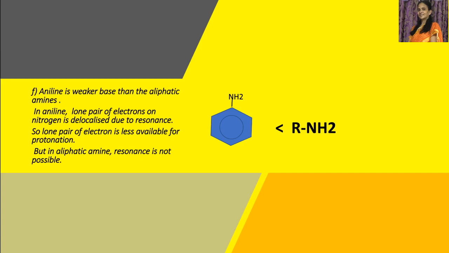So in aliphatic amine, resonance is not possible. The delocalization of electrons, or resonance or mesomeric effect, is not possible. Therefore, due to the electron releasing effect of the alkyl group, this nitrogen has the ability to accept a proton readily. Therefore, RNH2, that is aliphatic amine, is a stronger base when compared to aniline, that is aromatic amine. So this is another important point we should remember.